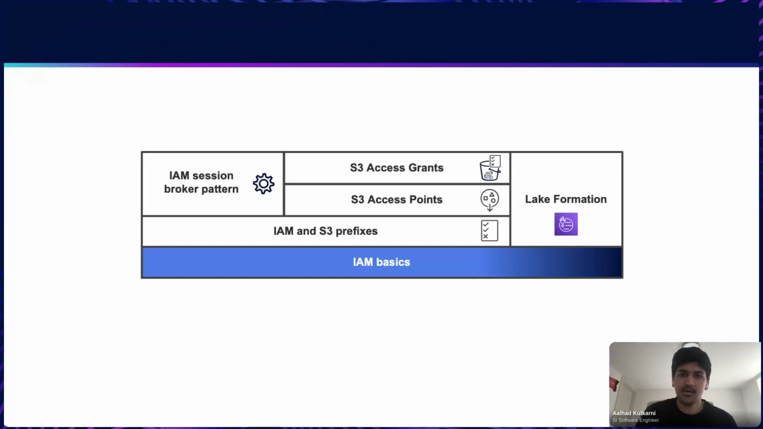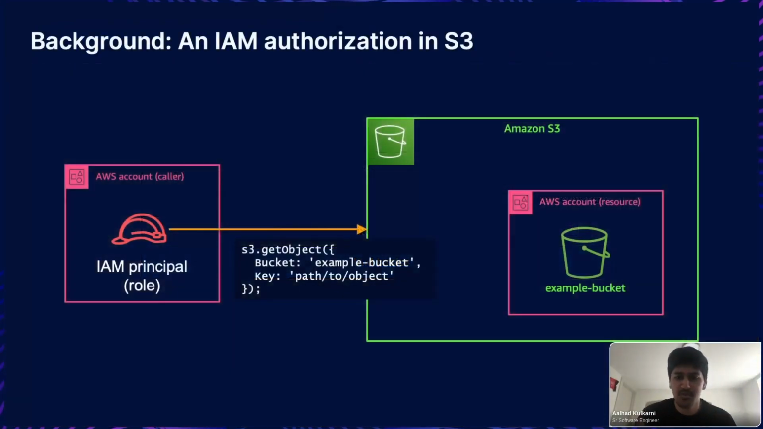So let's start with IAM basics. Most of you might already be familiar with it, but I'm going to run through it very quickly just to give everybody a background. Let's say you have an IAM principal who is your caller. He needs access to do a get object call to a bucket, so retrieve an object out of an S3 bucket.